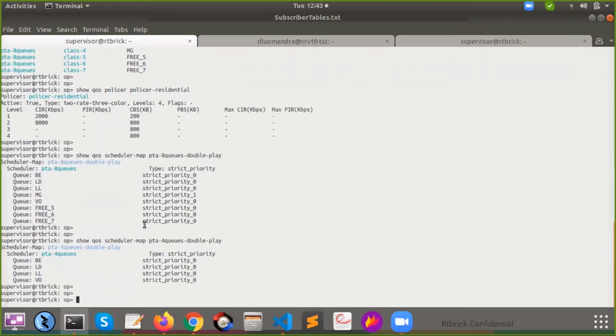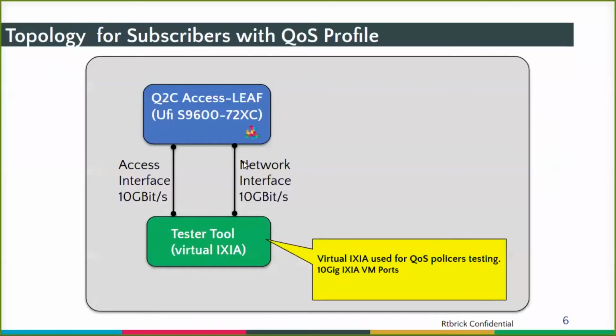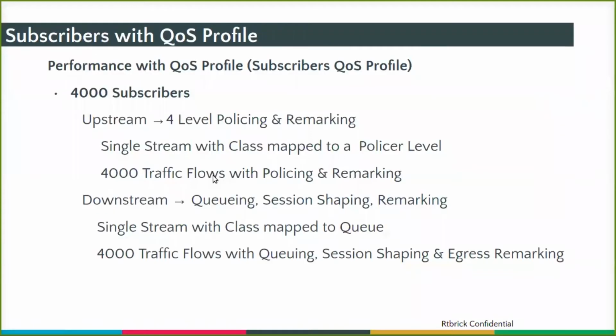So let's revisit in some time, and now we'll go to the second part of the demo, which is mainly for QoS functionality. This we are doing on a different DOT where we are using Ixia as the tester tool. So here 10 gig ports are connected to the DOT. Here we are mainly focusing on 4,000 subscribers, where we are showcasing that for all the 4,000 subscribers upstream policing is happening or the downstream shaping is happening.